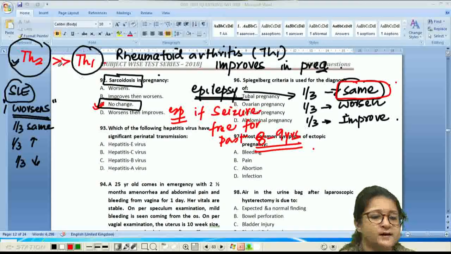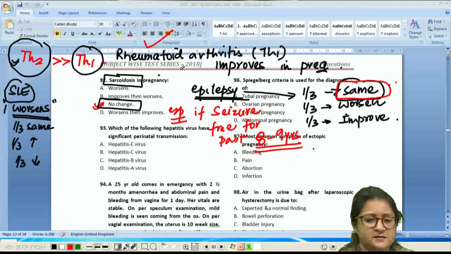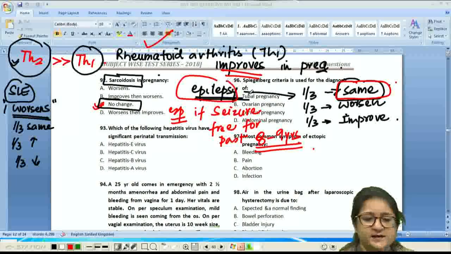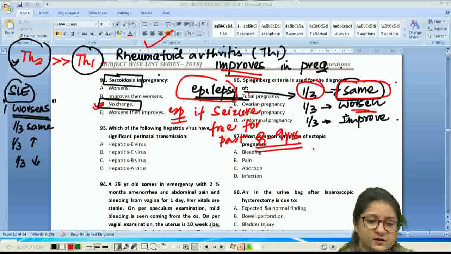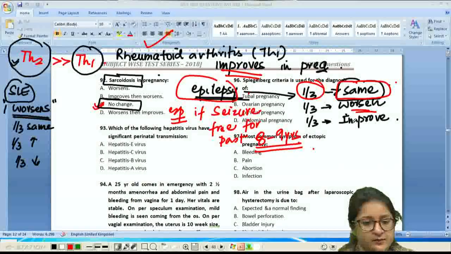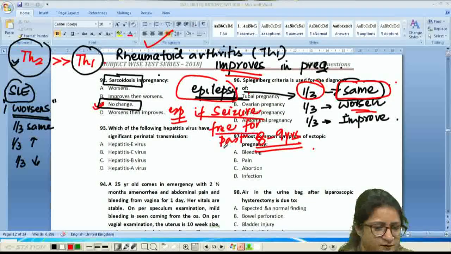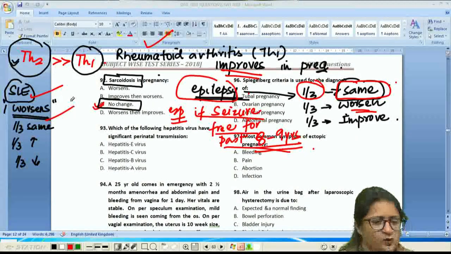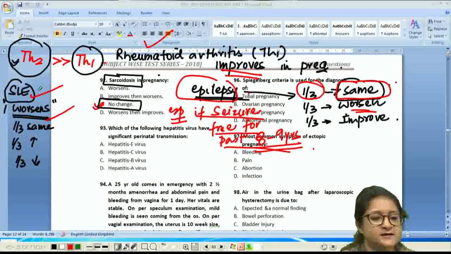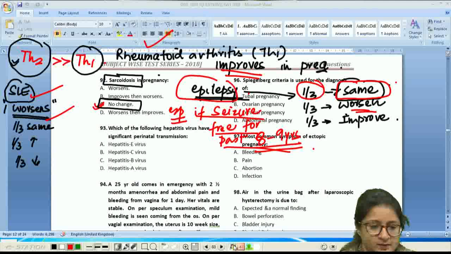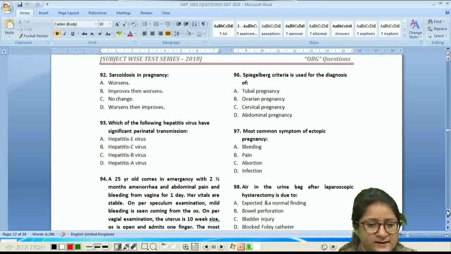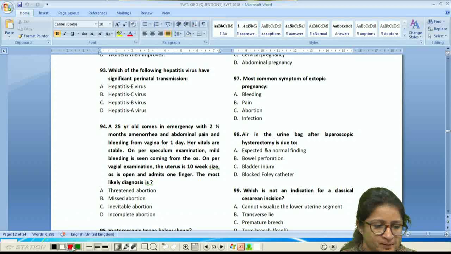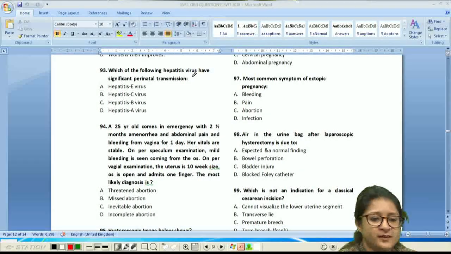So these are a few medical conditions and whether they increase or decrease in pregnancy. Rheumatoid arthritis improves in pregnancy. In epilepsy, 1/3 cases remain the same, 1/3 worsen in seizure frequency, and 1/3 improve, especially if seizure free for the past 8 to 9 years. SLE overall worsens in pregnancy, especially if the disease has been active in the recent period.